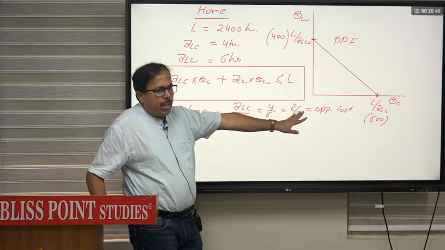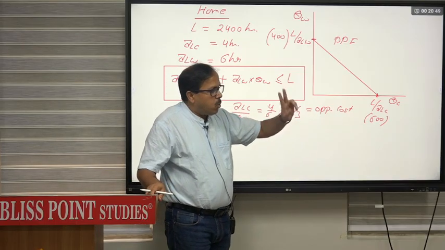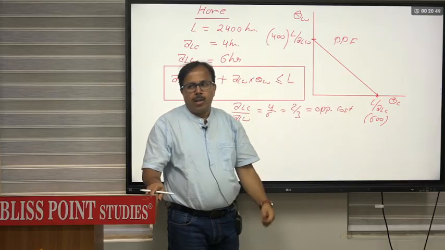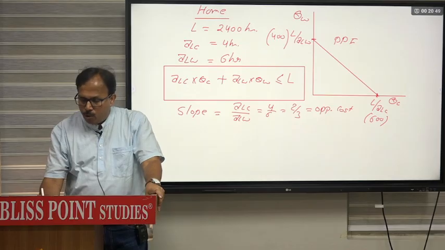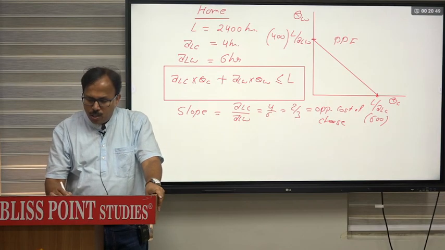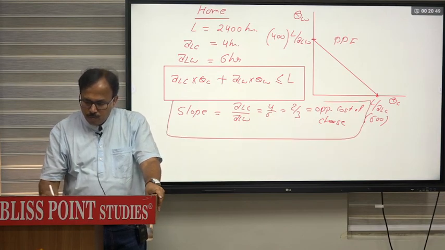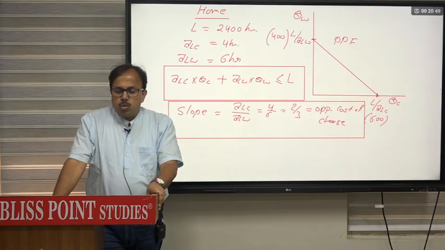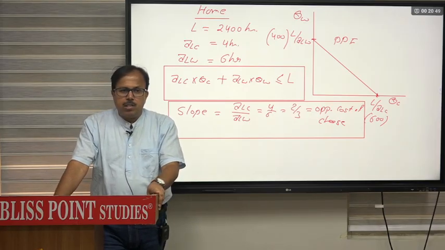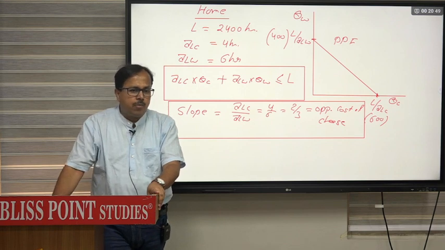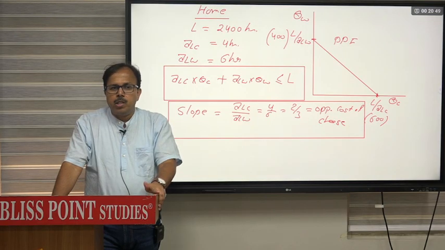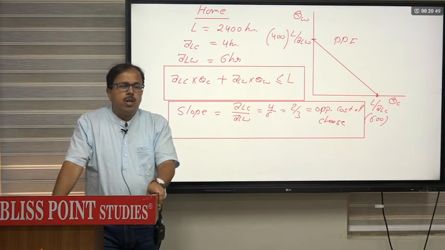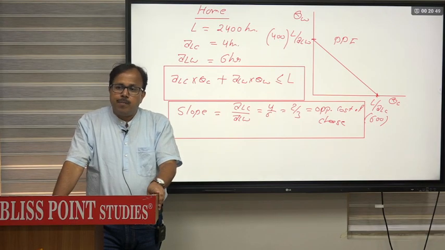जब कभी slope आप calculate करो तो it will always measure opportunity cost of that good which you have written on the x axis. So on x axis we have taken cheese. So this ALC by ALW is opportunity cost of cheese. Now interpret it. Slope of line is opportunity cost of cheese. And what is the meaning of the term opportunity cost? Opportunity cost is always explained in terms of the other good that you sacrifice.